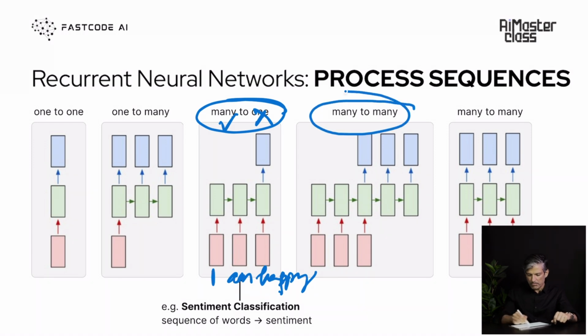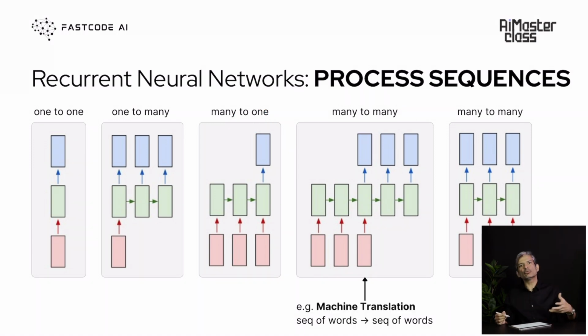You may also have a many-to-many mapping. When would that be? For example, for machine translation, where you have a sequence of words as input, but then you also have a sequence of words as output. You may have a sequence of words as input, let's say in English, and then you have a sequence of words as output, let's say in French or in German, right? So this is a many-to-many mapping.